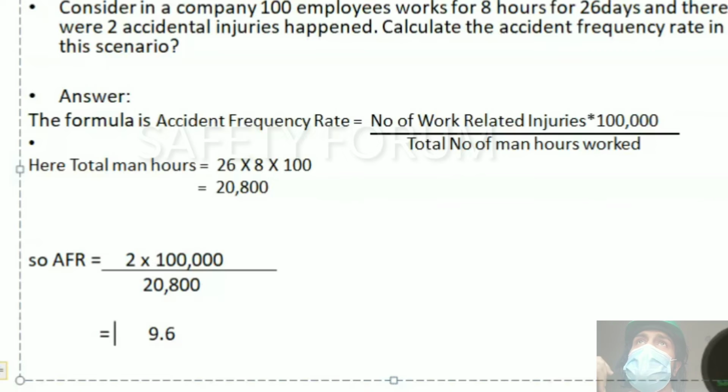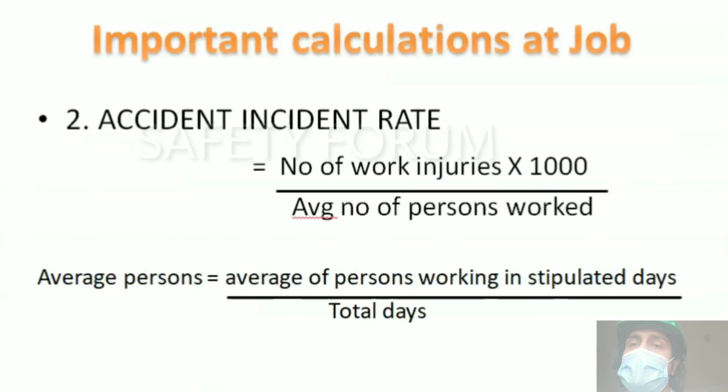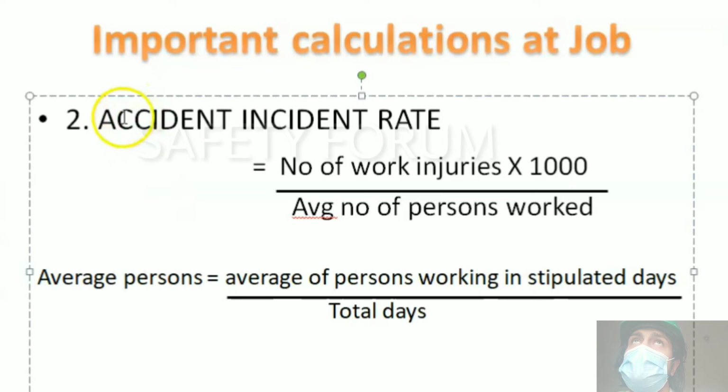So now we will be seeing the next important term, which is accident incident rate. Regarding the accident incident rate, as I informed you, it is the number of work injuries in your site versus the average number of persons who worked in the site multiplied by 1000. Accident incident rate is always considered for 1000. It is a permanent standard, taken as 1000 per employees.